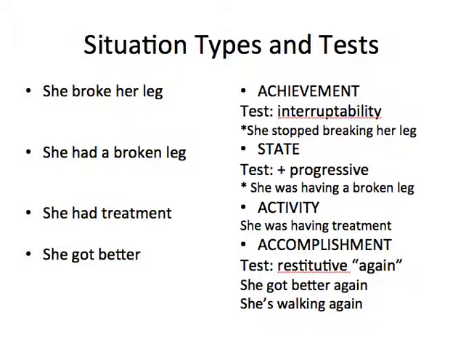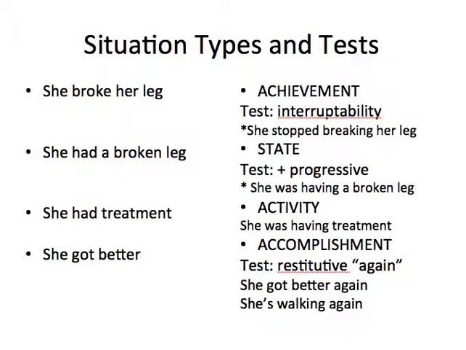Let's have a little look at these particular lexical types, and this is one way of getting at these particular distinctions, and this is in the form of a kind of a narrative. So if you think of poor Lucy, she broke her leg. This is what we call an achievement, and one test for this is interruptibility. Okay, you can use the phrase "she stopped doing something," "she stopped breaking her leg." Notice that is a very weird meaning.